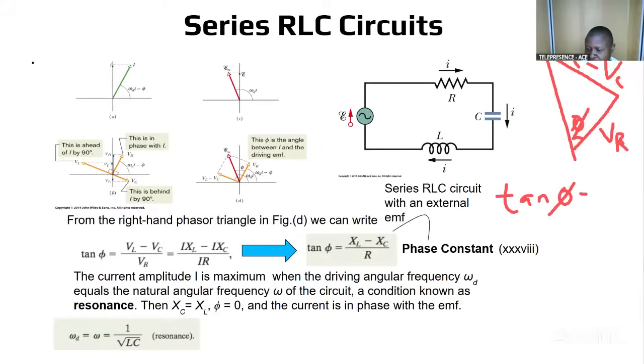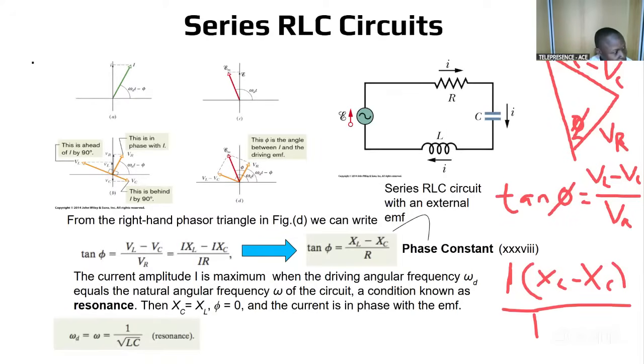So the tangent will be VL minus VC, that is opposite, over VR. So tan phi is equal to VL minus VC over VR. If you replace VL with I XL and VC with I XC and VR with I R, I is common, if you bring out I, we have I times (XL minus XC) over I R. So this cancels this. So we now have the phase constant: tan phi is equal to (XL minus XC) over R.